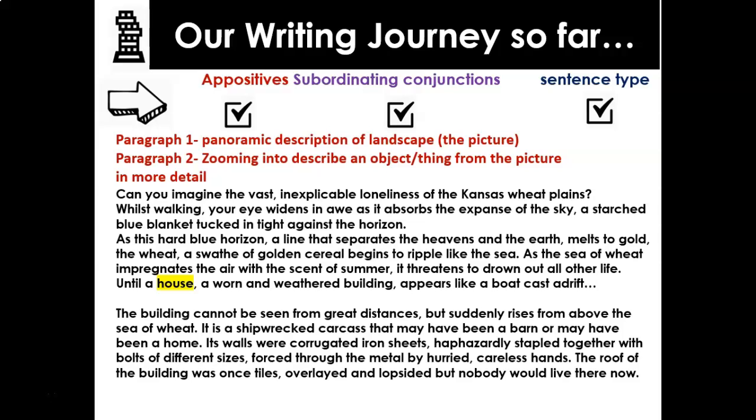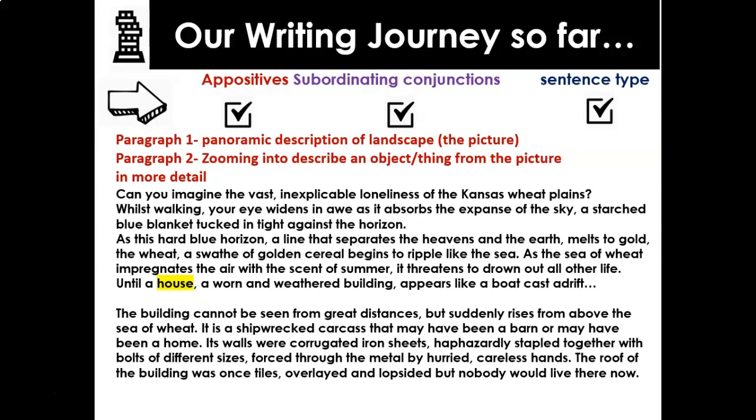Can you imagine the vast, inexplicable loneliness of the Kansas wheat plains? There's my opening sentence type to get my reader thinking. Whilst walking, so I'm using the subordinate conjunction, whilst there, tick. Your eyes widen in awe as it absorbs the expanse of the sky, a starch blue blanket tucked in tight against the horizon. As this hard blue horizon, a line that separates the heavens and the earth, melts to gold, the wheat, a swathe of golden cereal, begins to ripple like the sea. As the sea of wheat impregnates the air with the scent of summer, it threatens to drown out all other life, until a house, a worn and weathered building, appears like a boat cast adrift.